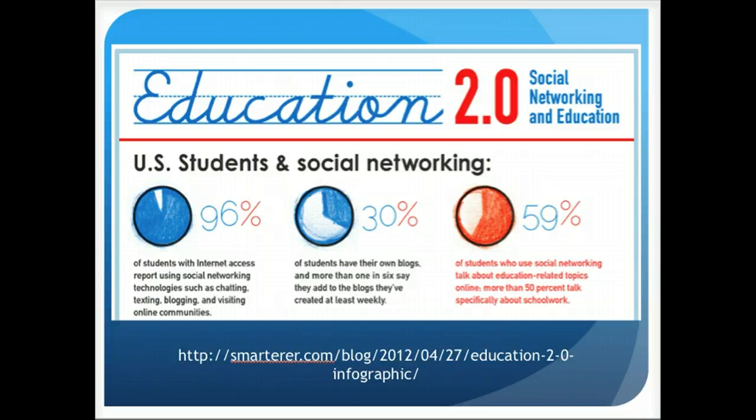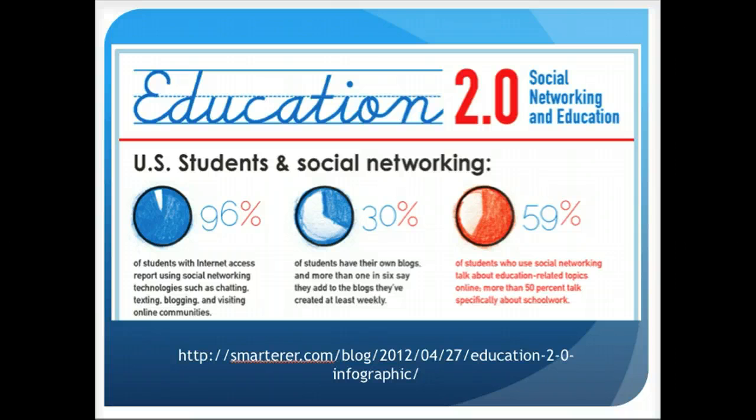Now this is the top part of an infographic talking about Education 2.0 and using social networking in education. I have the link there, but again, this is linked in the wiki underneath November. What the top of this infographic shows is that 96% of students who have internet access say that they use social networking, and they use it for chatting, texting, blogging. But 30% of those students actually have their own blog where they write posts at least weekly, and 59% of those students say that they also use social networking for education-related topics.